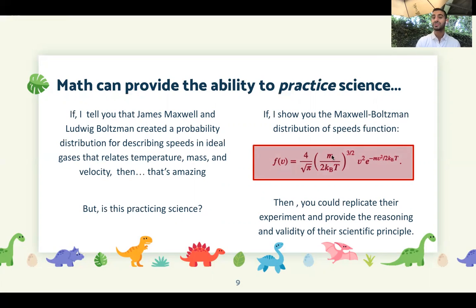So if I solve for mass, temperature, and velocity, it might make solving this function a little bit easier, and it might make our experiment easier to disprove or to prove. And I know this is really high level. This is one of my favorite equations. But you could replicate their experiment if you were given this equation. So math and science kind of go hand in hand. I'm not going to give you anything this complicated. I just wanted to prove a point.